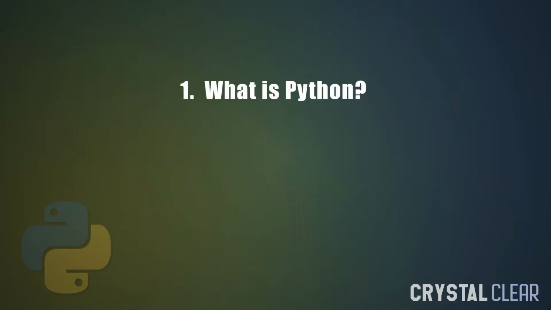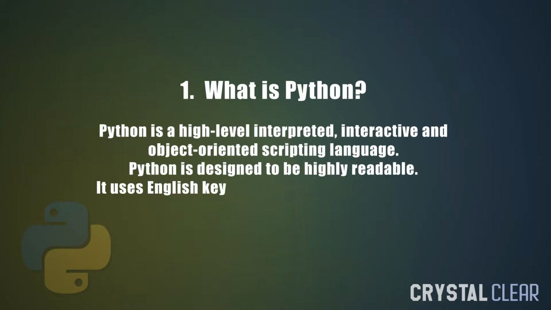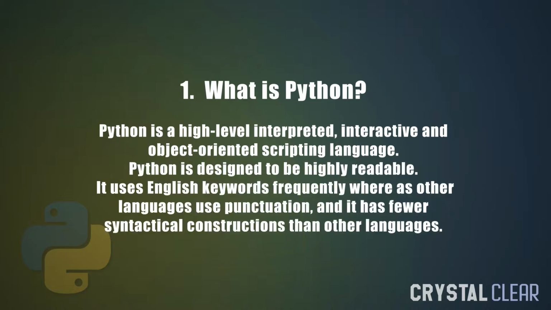Number 1. What is Python? Python is a high-level, interpreted, interactive, and object-oriented scripting language. Python is designed to be highly readable. It uses English keywords frequently, whereas other languages use punctuation, and it has fewer syntactical constructions than other languages.